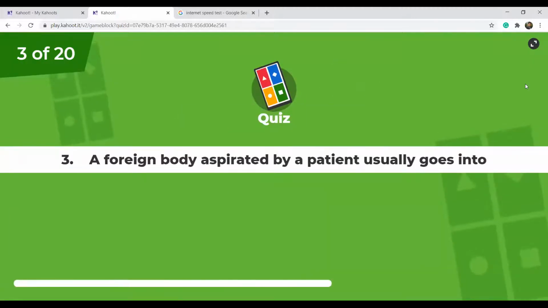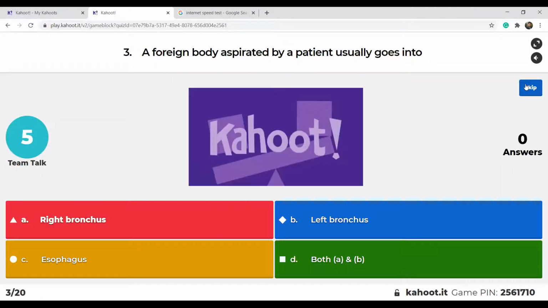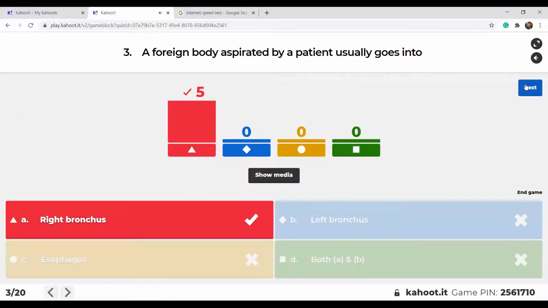A foreign body aspirated by a patient usually goes into, now you have to be really fast with this, very simple question, right bronchus, left bronchus, esophagus, or both? Okay, good. So the answer is the right bronchus, and it's very obvious because it's wider than the left and also due to its more vertical orientation from the trachea.